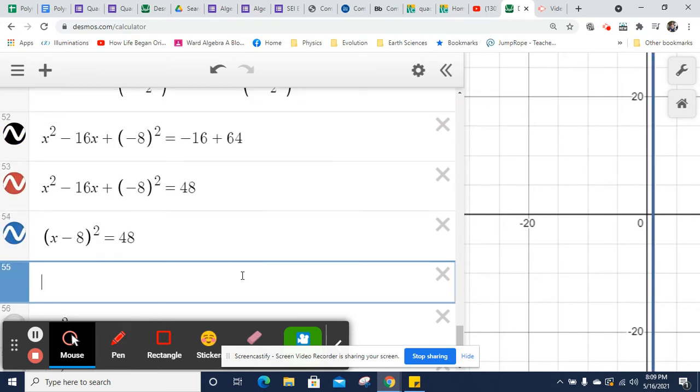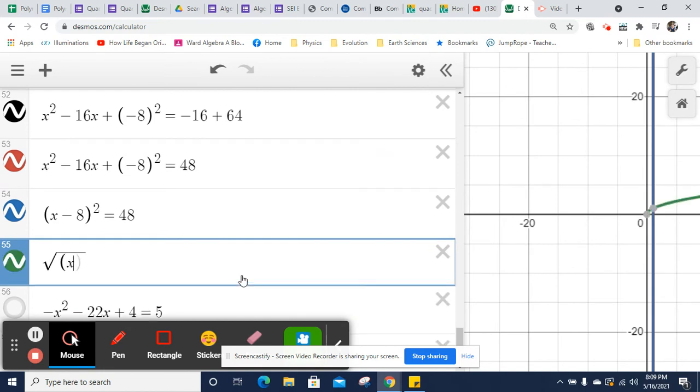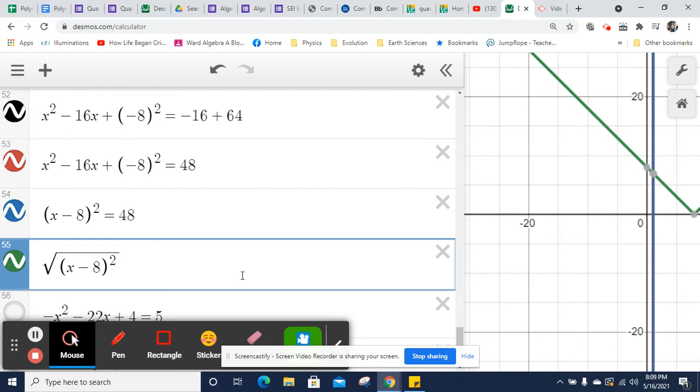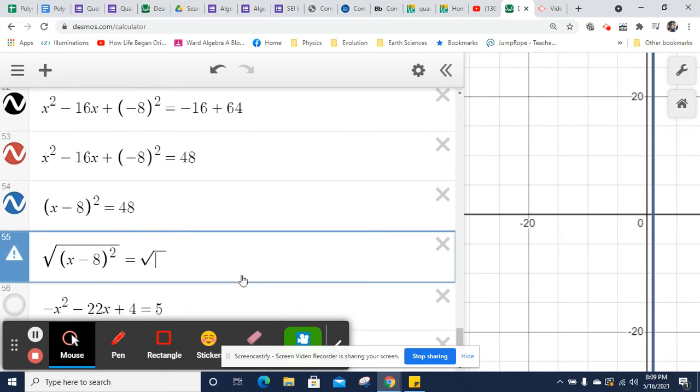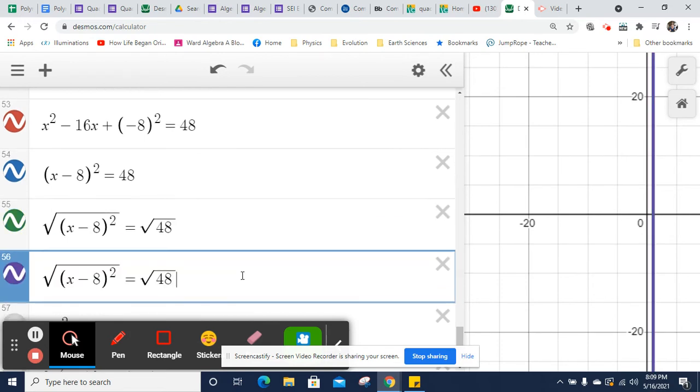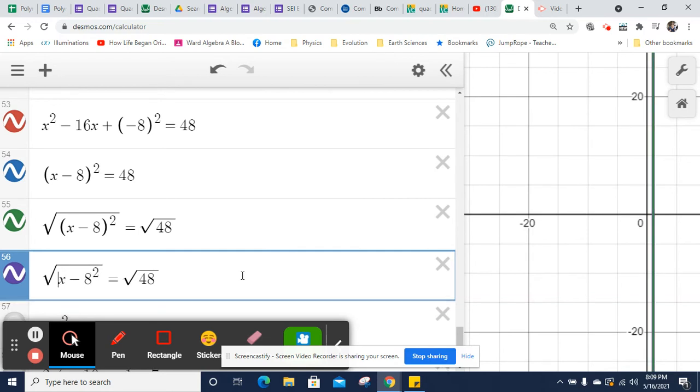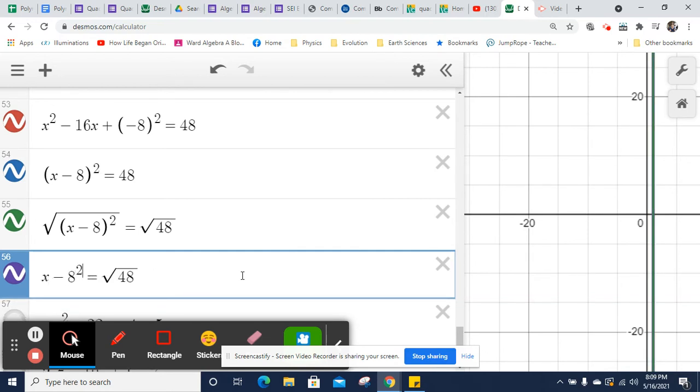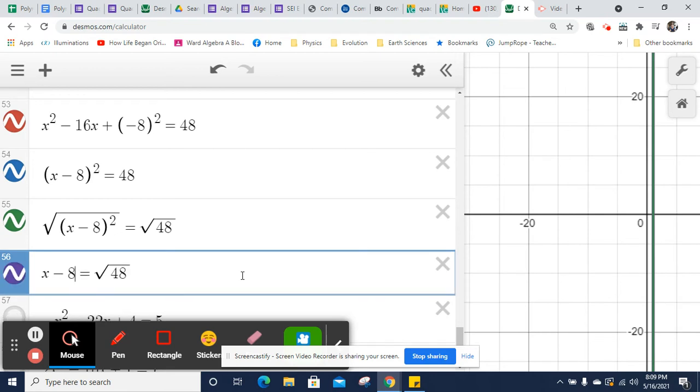Now we're on to step 4, which is get the square root of both sides. Square root of x minus 8 squared equals the square root of 48. And there's going to be a plus and a minus version of that. Okay, let's resolve things. The square root of x minus 8 squared is just x minus 8. And now our fifth step is to simplify things and solve for x.